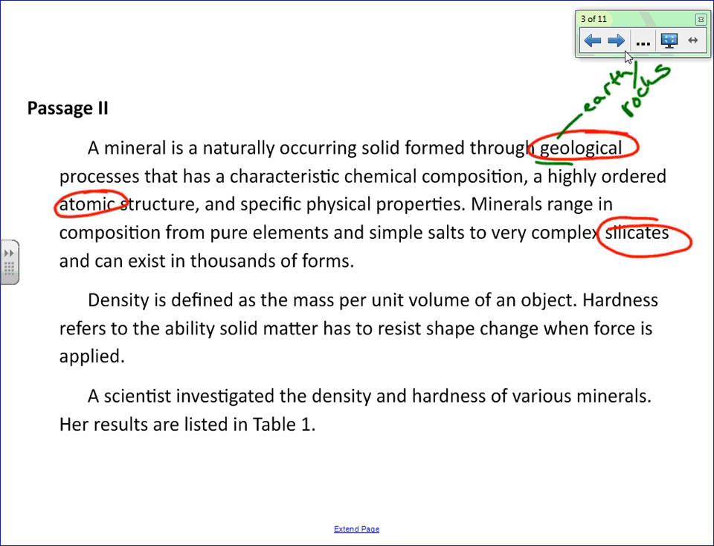The next one, atomic. All right. Again, not defined in the passage, but we've probably heard a word similar to that before. What word is at the prefix of that, or the root of that word? Atom. Yeah. All right. Atom. What is an atom?